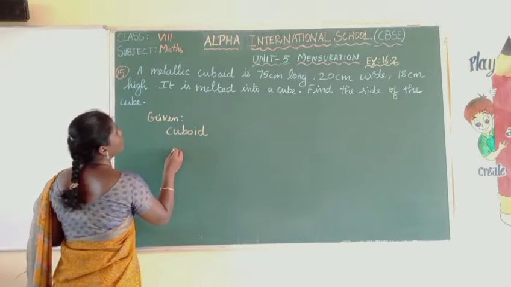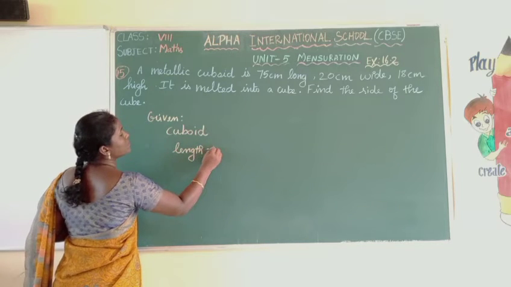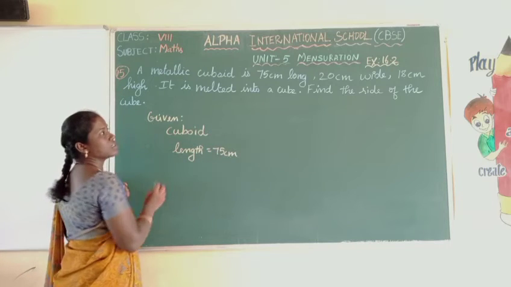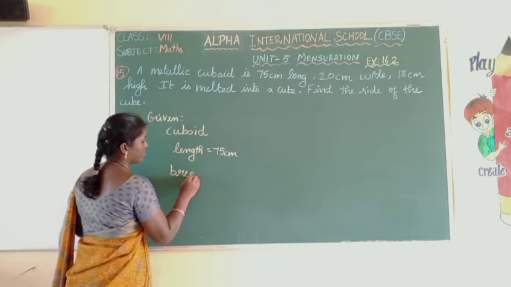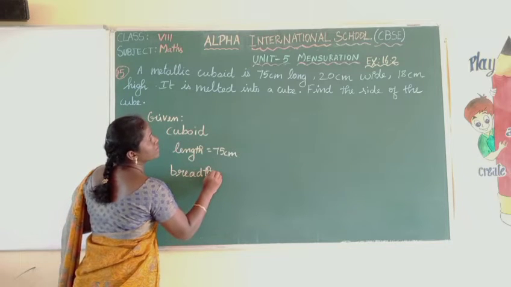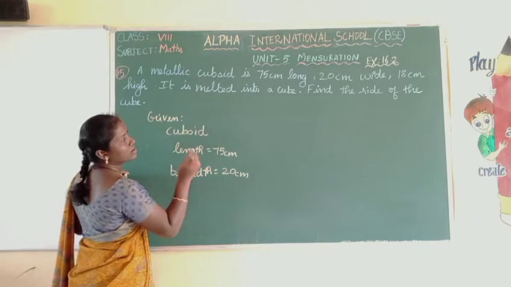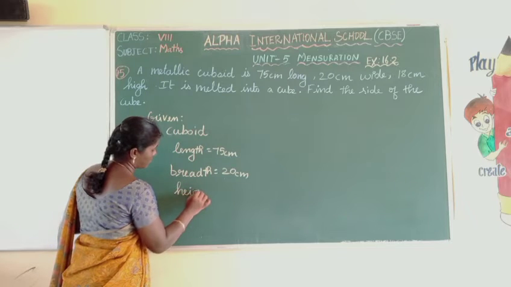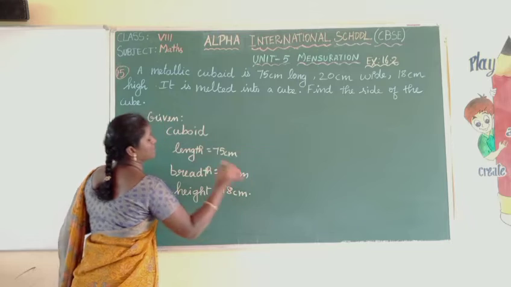For a cuboid, length is equal to 75 cm long, that is length is 75 cm. Wide we can take as breadth. Breadth is equal to 20 cm, and 18 cm height, that is height is equal to 18 cm.